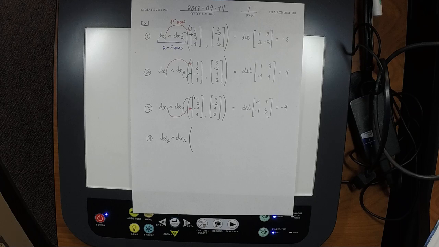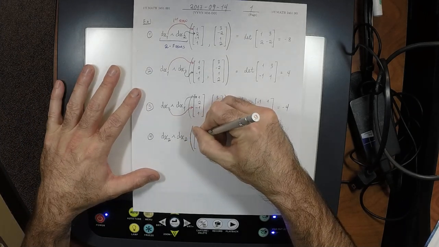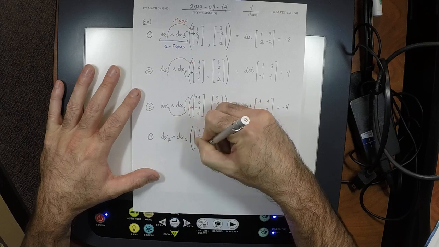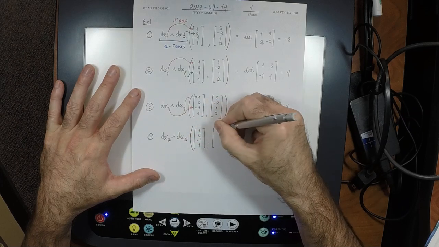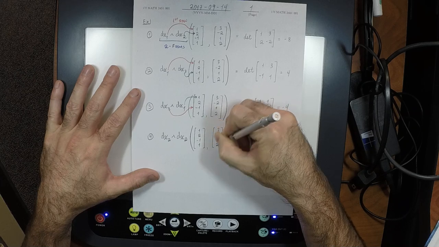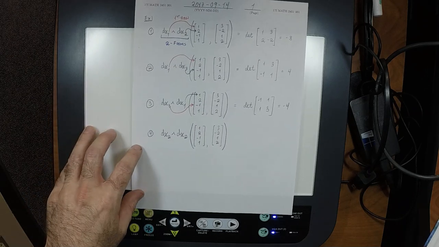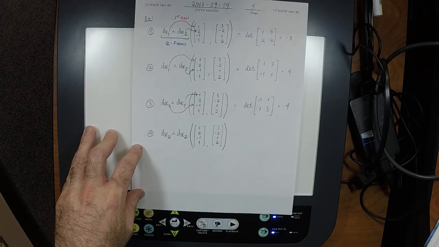Okay, so then I'm going to faithfully copy this down. Again, the same vectors: 1, 2, negative 1, 1, 3, negative 2, 1, 2. But even before I consider it, yes, this should be 0. Why should it be 0?